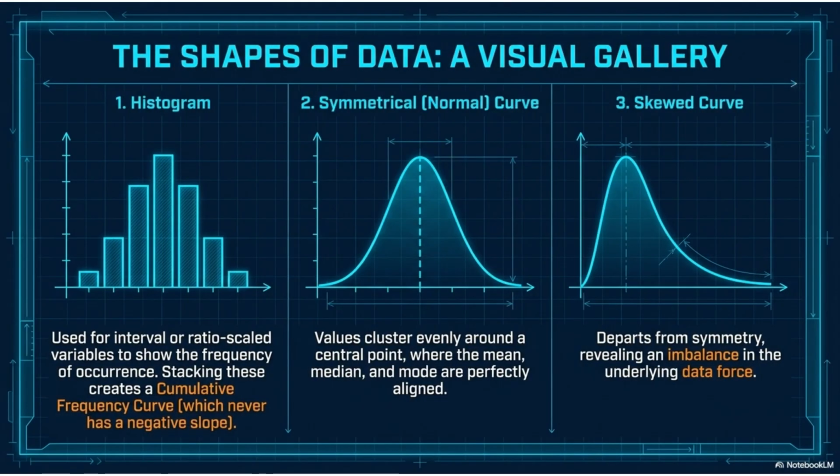Data can be visualized in different shapes. A histogram shows the frequency of occurrence. A symmetrical or normal curve has the mean, median, and mode aligned. A skewed curve shows an imbalance in the data.